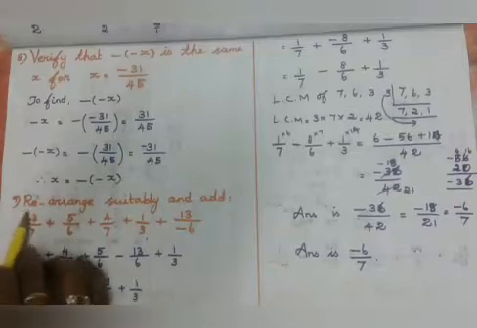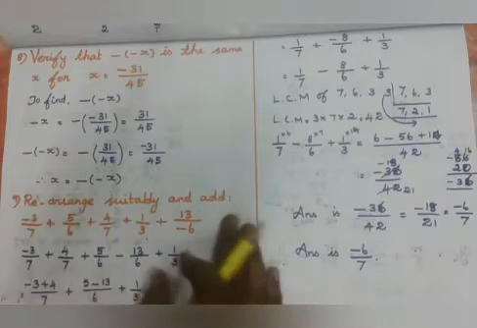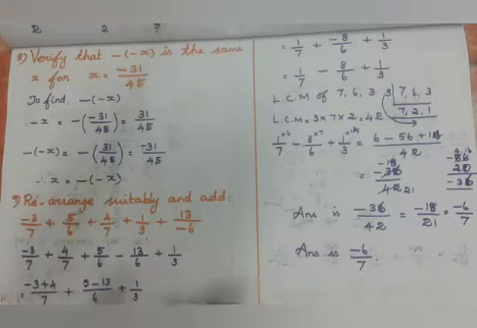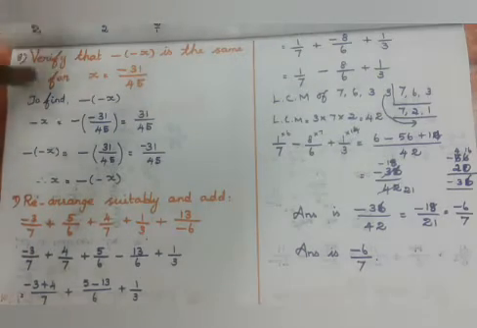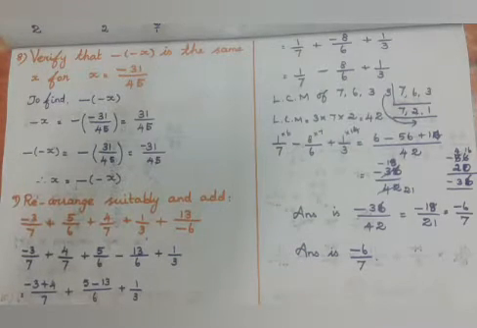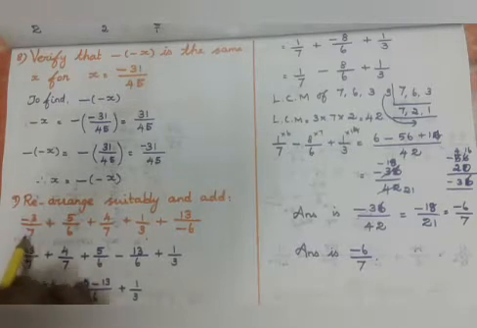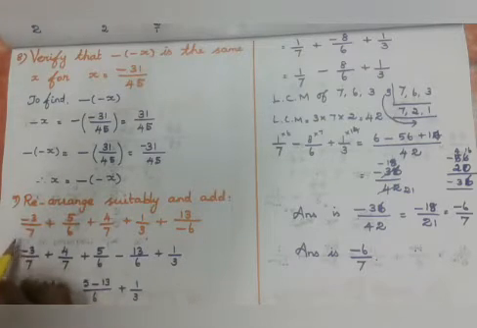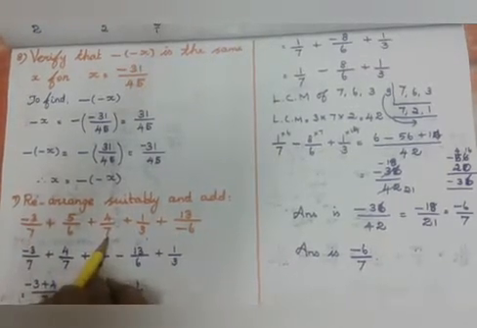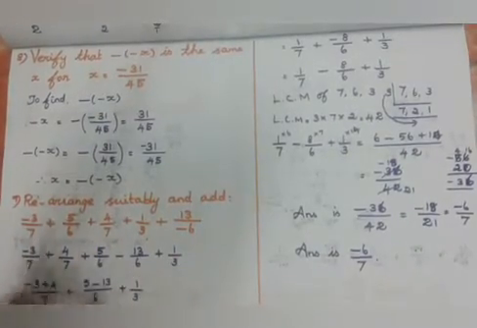That's all. Next, rearrange suitably and add. For rearrange, 5 values are given here. Add these 5 values, but one condition is given: rearrange suitably. What is suitably? You already learned in fractions about like terms. Do you remember? Like terms means the denominators are the same. So here minus 7, here also 7. So write like this: minus 3 by 7 plus 4 by 7.